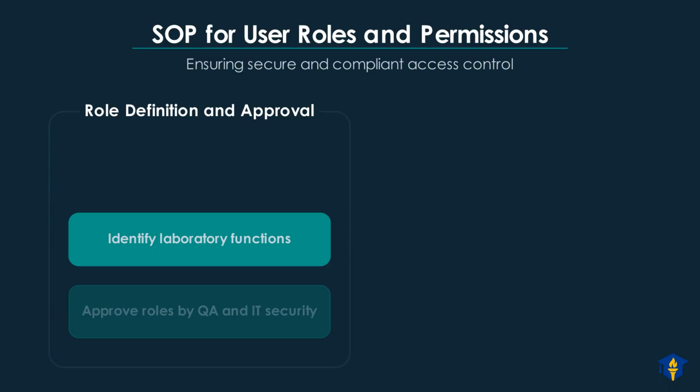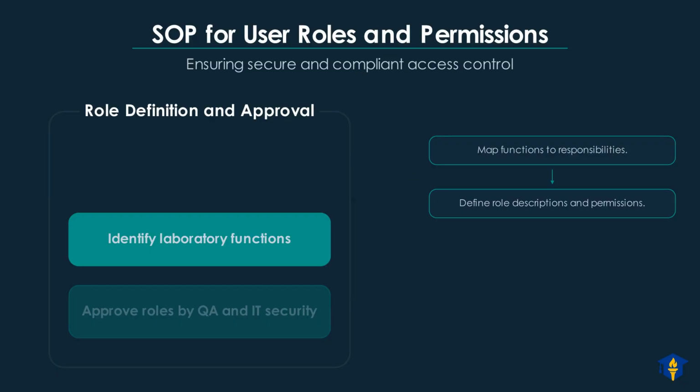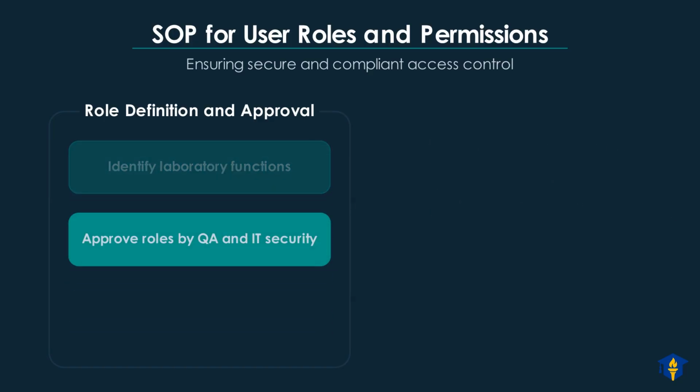First, clearly identify all the distinct functions performed within your laboratory. Then, map these identified functions directly to specific user responsibilities. Carefully define each role's description along with its associated permissions and access rights. All defined roles must be formally approved by your QA and IT security teams. This ensures a formal sign-off process is completed before any roles are created in the system.